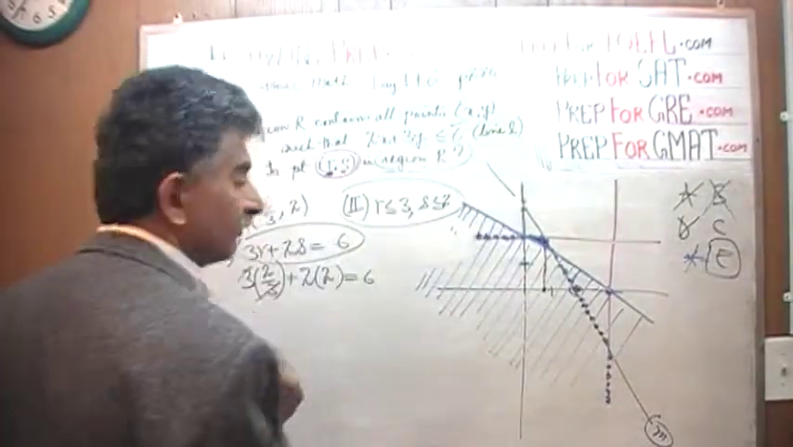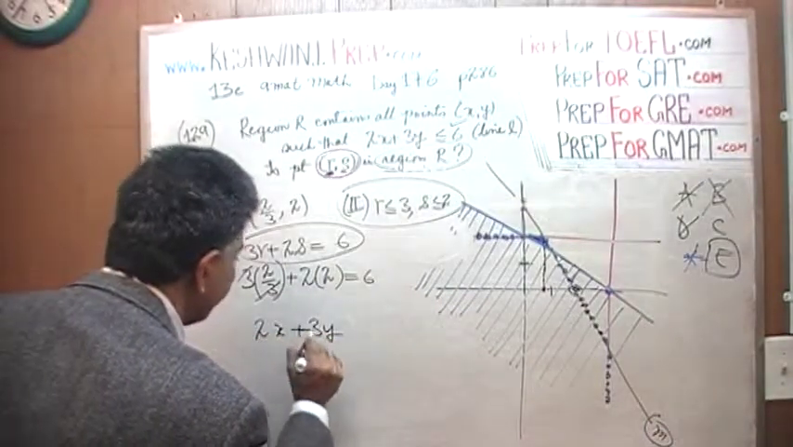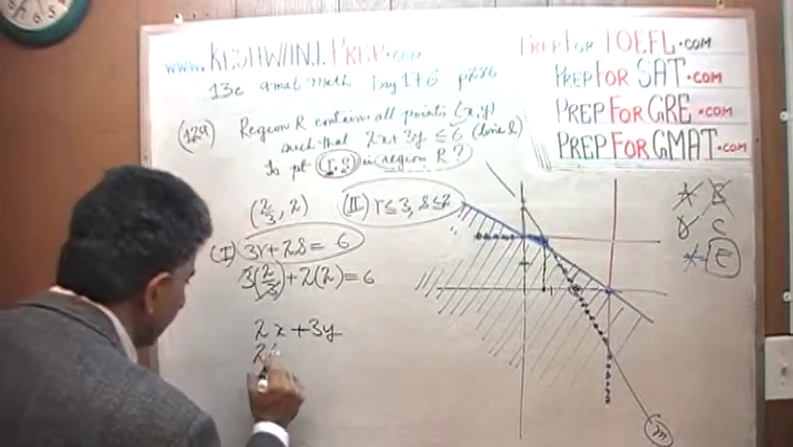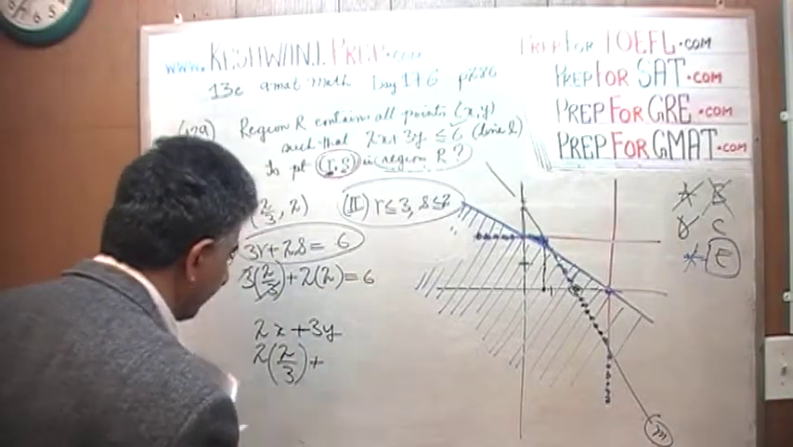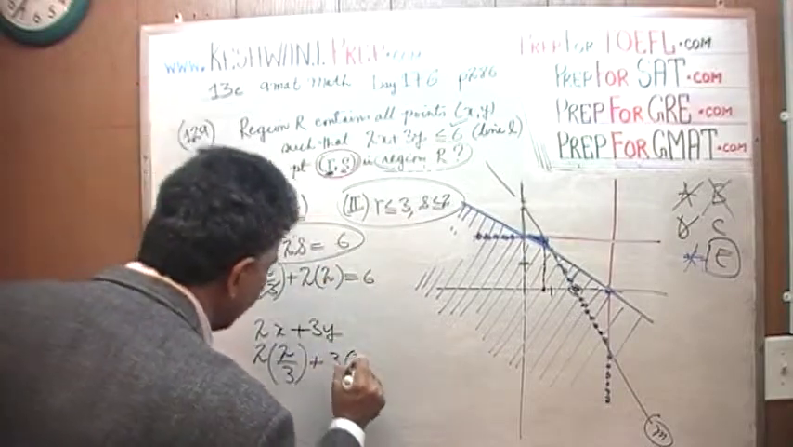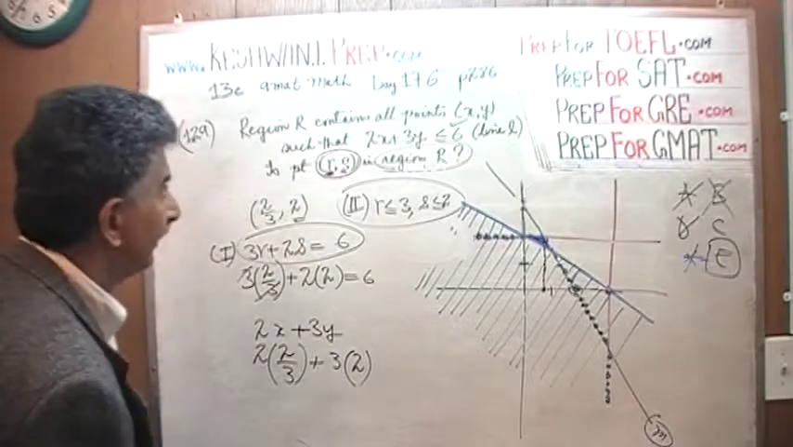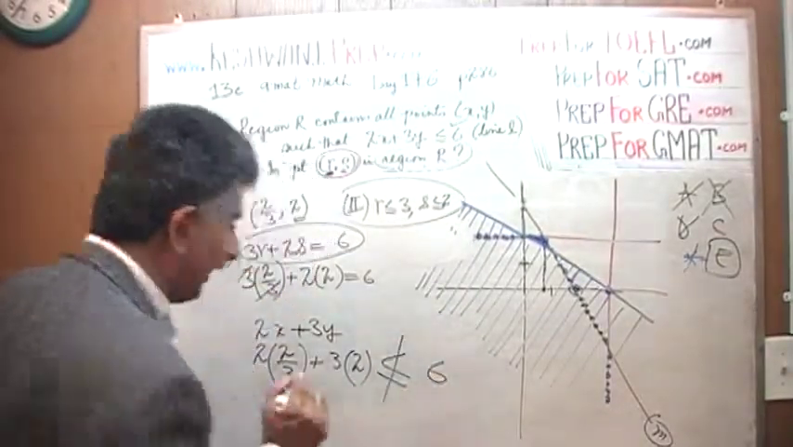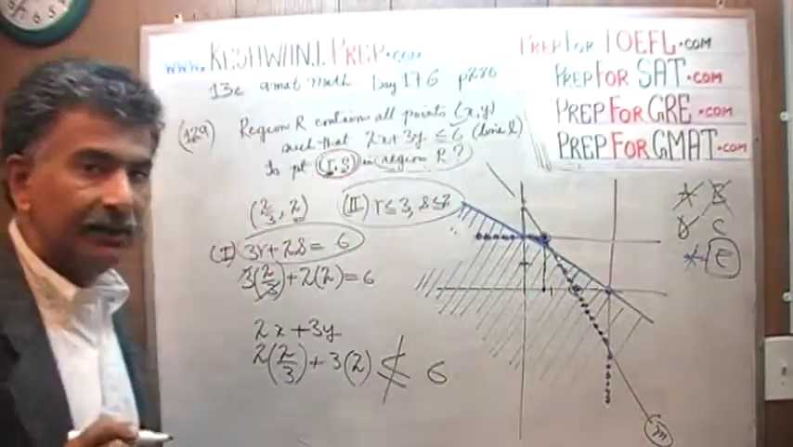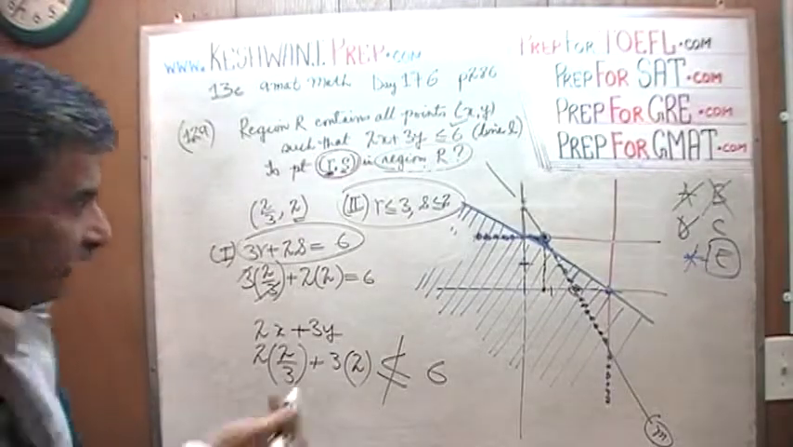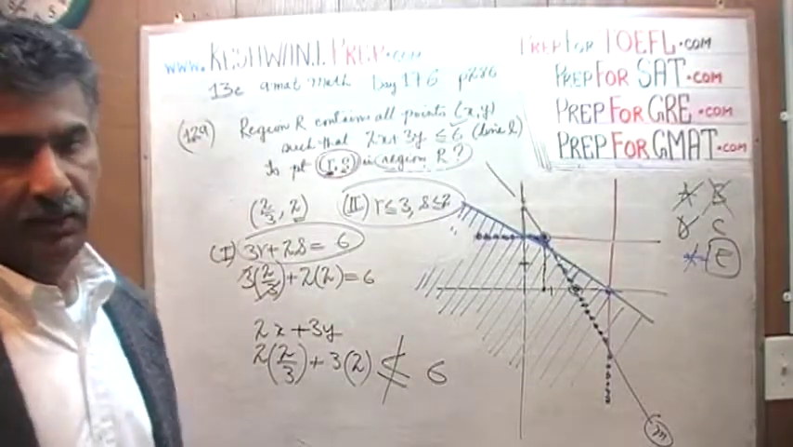Does it follow this constraint? Does that fall in that region? 2 times x plus 3 times y. 2 times x is 2/3, plus 3 times y, which is 2. As you can clearly see immediately, that 3 times 2 is already 6. So this quantity is not going to be less than or equal to 6. That particular point right here, as you can clearly see, does not fall in our region. All the others do. But any points that fall in that tiny triangle right there do not fall in the region, which is why we cannot tell for sure.